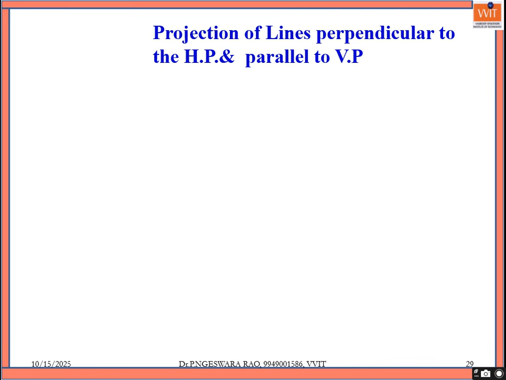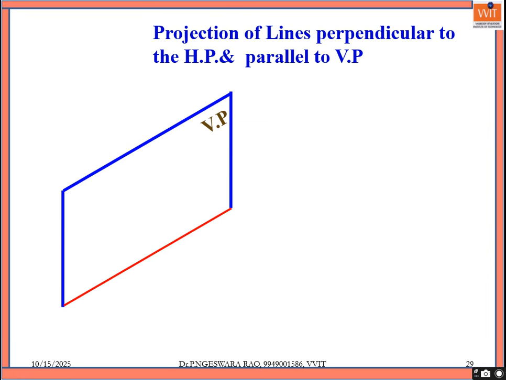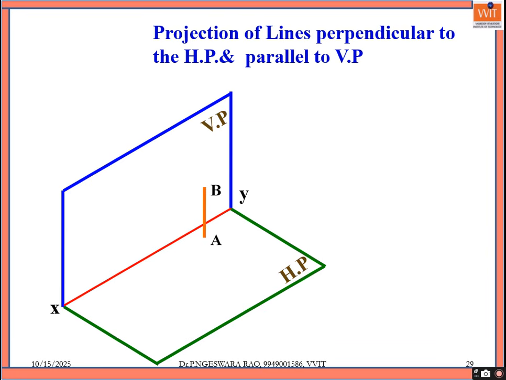Now the condition is a line perpendicular to HP, but at the same time parallel to the VP. So again, discuss these three questions. Again, discuss what the image in the front view is. Because the object is a line here, the front view image is also a line.